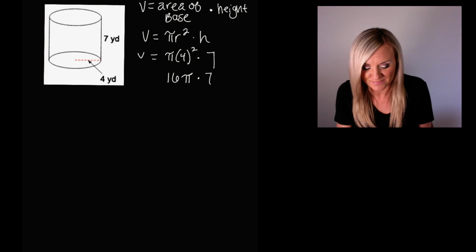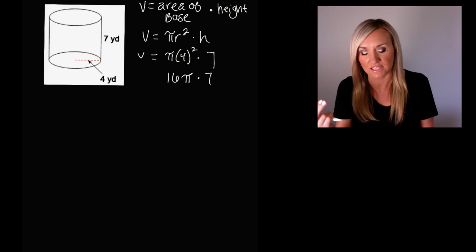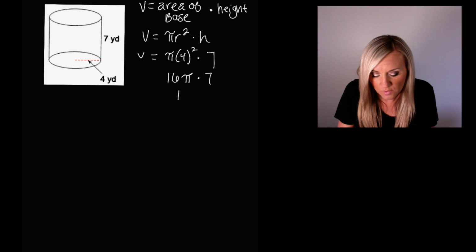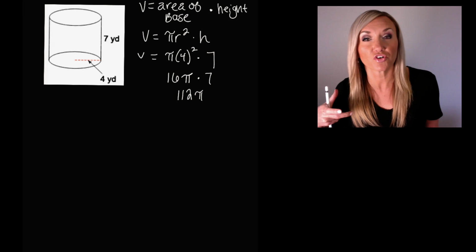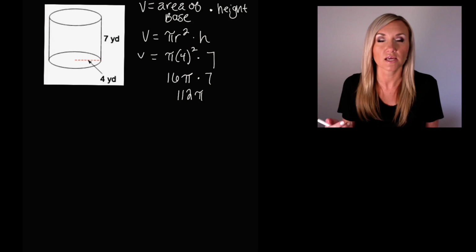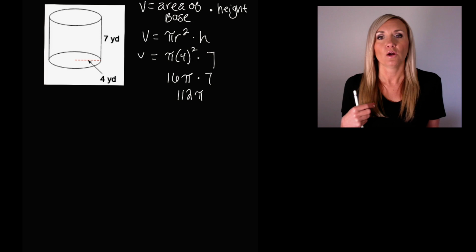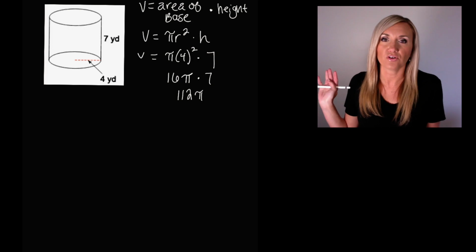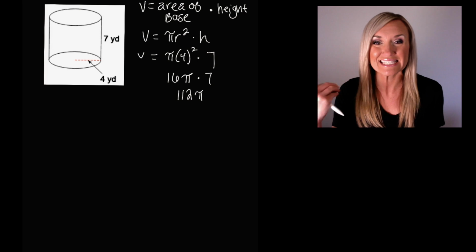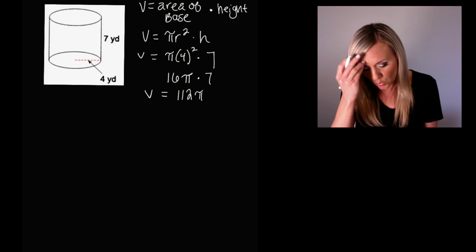16 pi times 7, and then we can simply multiply 16 times 7, which is 112, so that gives us 112 pi. I like to multiply all of my numbers first and then put pi at the end because 112 pi is the exact answer. Remember, pi is an irrational number that goes on forever, so right there, that's the exact answer. That volume is 112 pi.